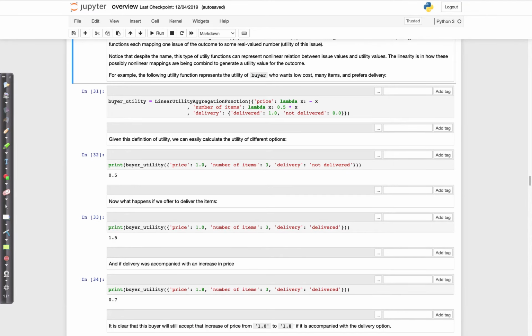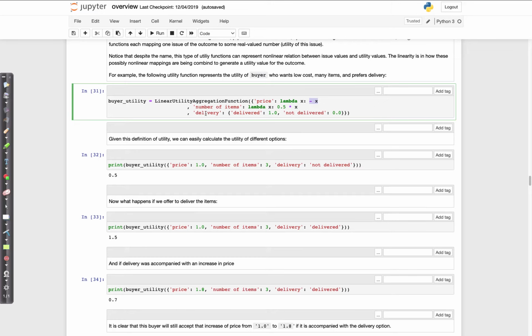Here is some examples. So this is a buyer utility function. It represents the utility value of someone who wants to buy something during a negotiation. And let's see how it is defined. It's a linear aggregation. And it says that for the price, that's a buyer, so it wants the price to go down. That's why for the price, it takes minus the value of the price. So that means that lower is better.